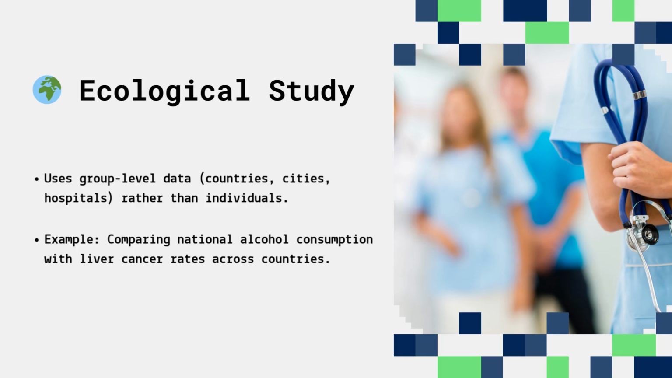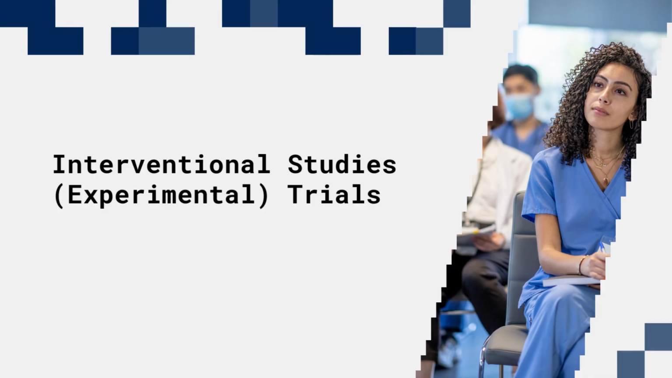So to summarize, case reports and case series are the first clues. Cross-sectional studies provide snapshots. Case control studies look back from outcome to exposure. Cohort studies follow exposures forward to outcomes. Ecological studies use group-level data to spot trends. Together, these designs form the observational toolbox, the foundation for much of our medical and scientific knowledge. Now that we've seen how researchers can learn by simply observing, let's move on to the next family of designs, where researchers take an active role: interventional studies.